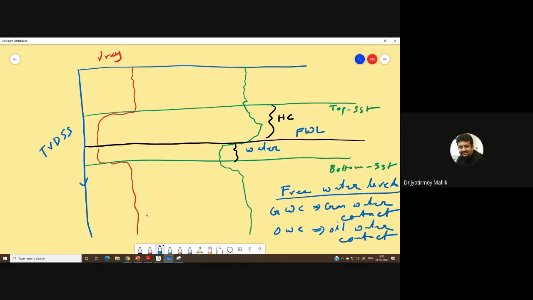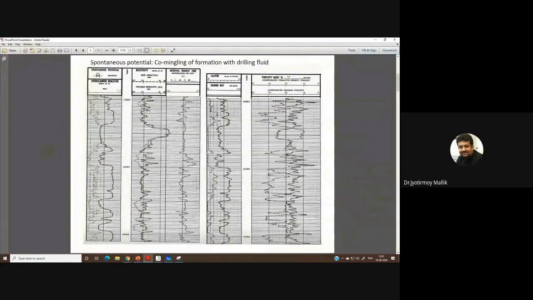Now, if we come back to the actual example, you can see here, this is my resistivity curve. This black one, the solid black one. Don't be bothered about the dashed line, which we are not discussing at this moment. So this is my resistivity curve.